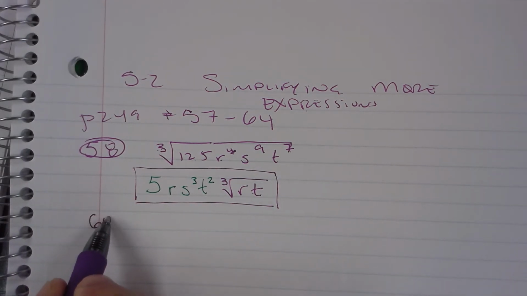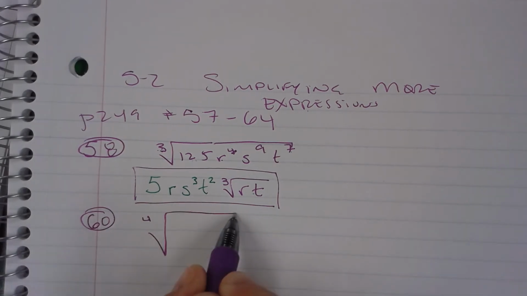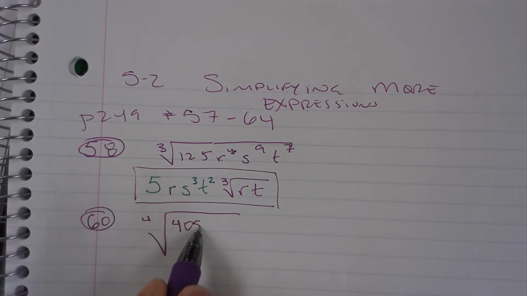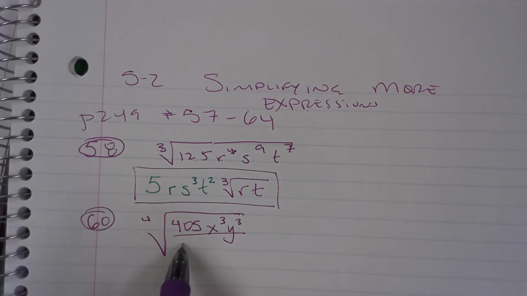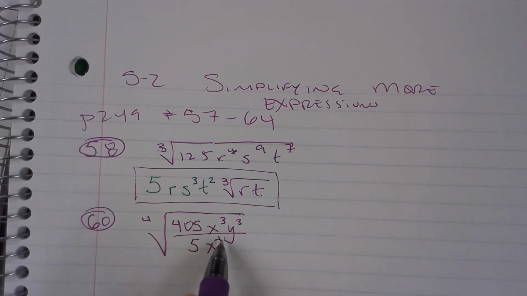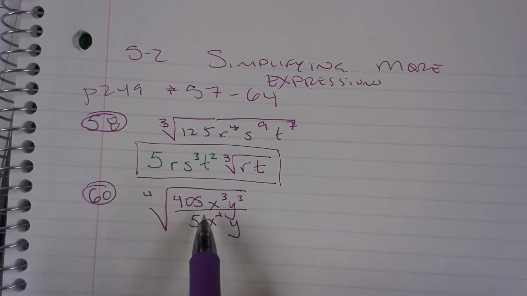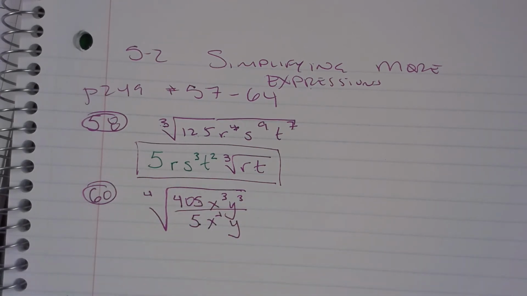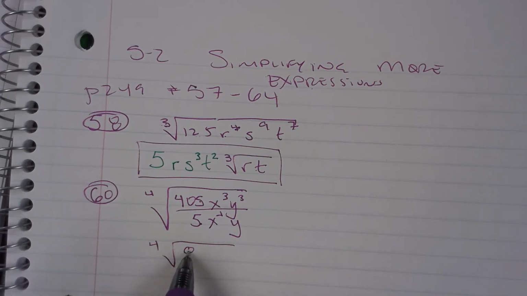Let's see if we can apply it again to number 60. So copy down number 60 carefully. Alright, so the first thing I want to do is try to simplify what I can. I notice that I have a 405 divided by 5, so I'm going to figure out what 405 divided by 5 is. And that's 81. So I have the 4th root of 81.